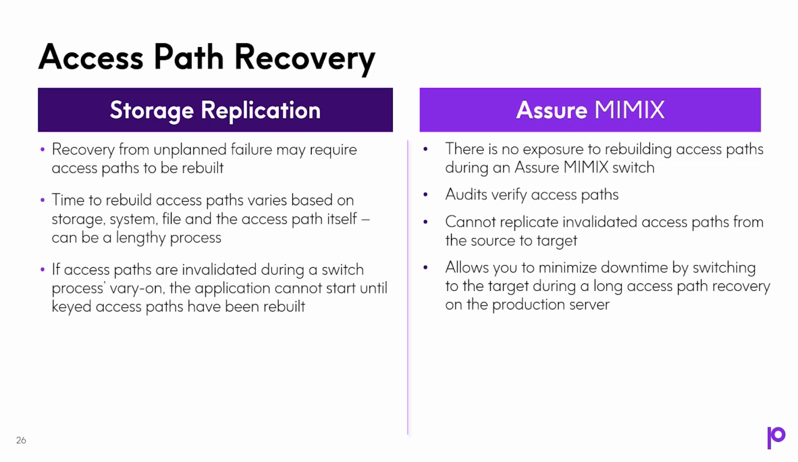But with Mimics, there's no exposure to rebuilding access paths. Audits also verify access paths. So you cannot replicate an invalidated access path from source to target with logical replication. It just naturally doesn't happen, so you're naturally protected. So you can minimize downtime by switching to the target during a long access path recovery on the production server. If you were to be in a situation where the production system had to rebuild a bunch of access paths for whatever reason, you can actually switch over to your backup, and those access paths will be intact.